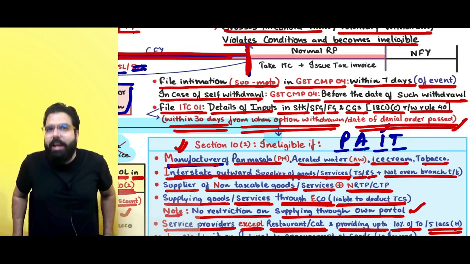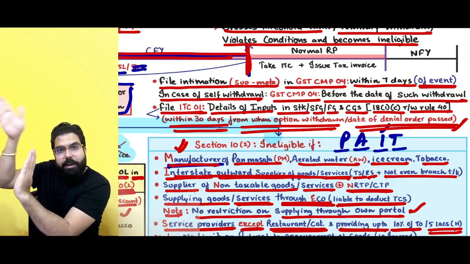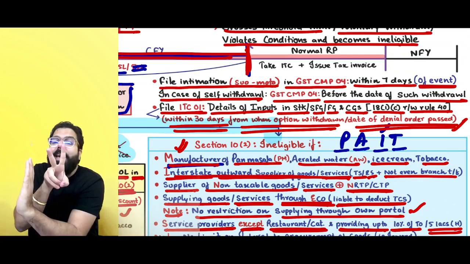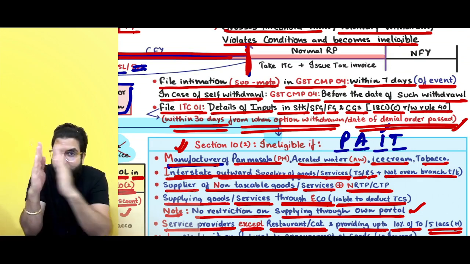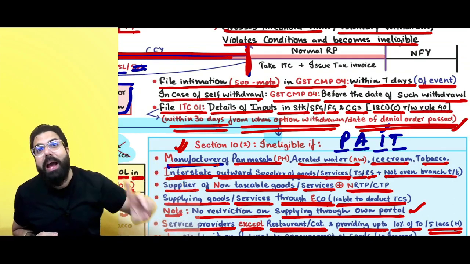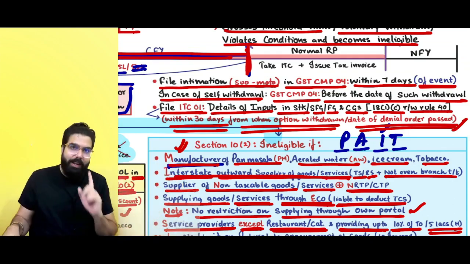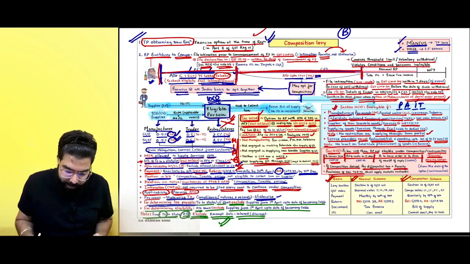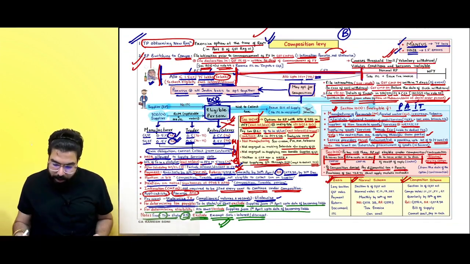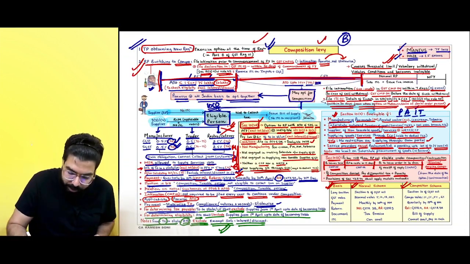I'll tell you once again, everyone listen to me very carefully. Whenever you are coming inside composition, you have to file CMP 02 and ITC 03. Whenever you are getting out of composition, you have to file CMP 04 and ITC 01. Be very careful, everyone. Yes, sir. Point is clear. This I had told over here. This I have told over here. Here we are done with your chapter of composition levy.